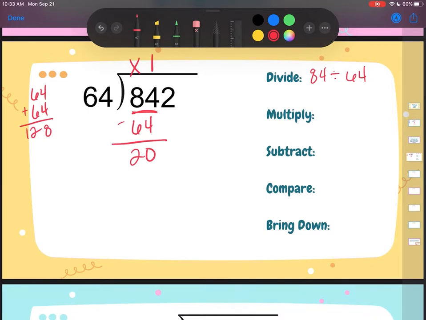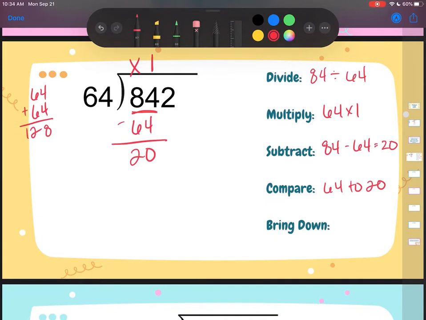So that was my multiplication, right? So I did 64 times 1 to get my number that I was subtracting. And then I subtracted 84 minus 64 and got 20. So now I'm comparing 64 to 20. Well, 64 can't go into 20, right?